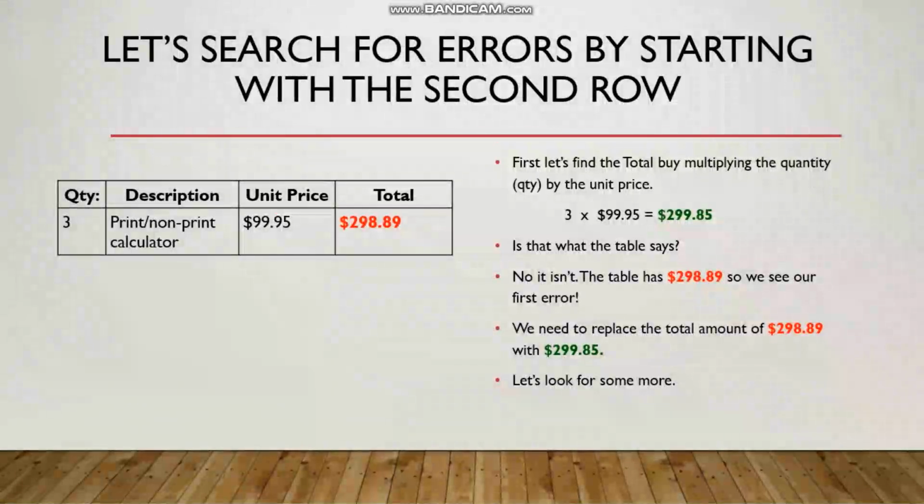I want you guys to pay close attention to the next few minutes of the video because we're going to be breaking down the table. Okay? So let's look for some more errors. And I want you guys to know I have all of the correct answers in green and all of the wrong answers in red if you're wondering why the numbers are different colors.